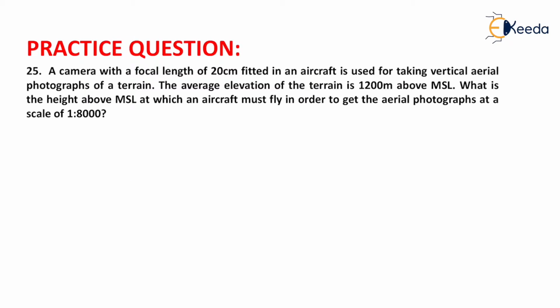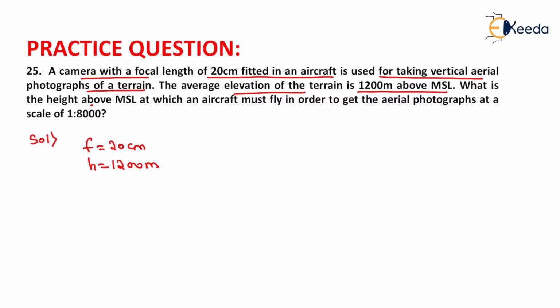The question is given as: a camera with a focal length of 20 centimeter fitted in an aircraft is used for taking vertical aerial photographs of a terrain. It means that the focal length, small f, is given as 20 centimeter. The average elevation of the terrain is 1200 meter above MSL. It means that small h value is given as 1200 meter above MSL.